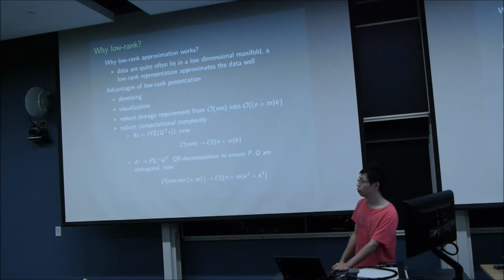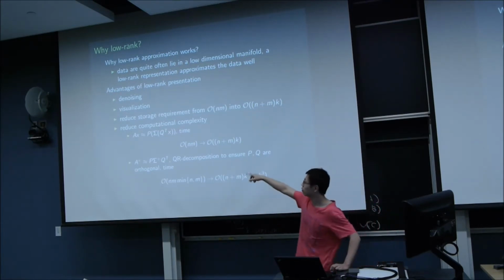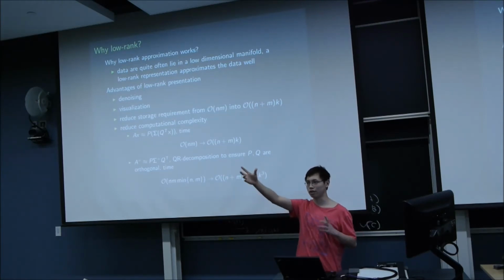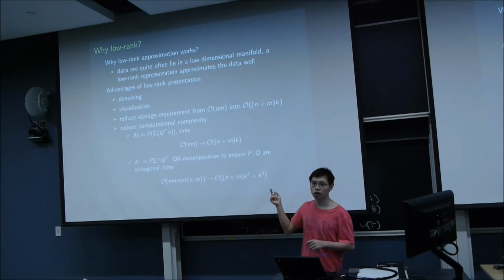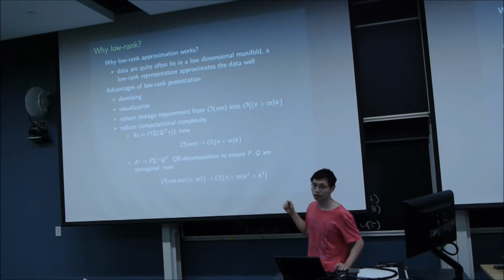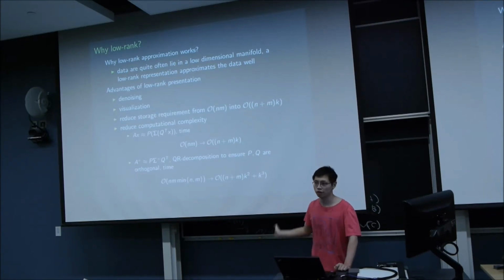For example, if you want to perform A times X, where X is a vector, in the naive case it takes O(n times m) complexity. You want to scan the whole matrix. But if you can represent it as a low rank approximate structure, you first compute Q times X. Q is a very skinny matrix, then times a very small sigma, and then times P. So it can reduce the complexity to n times k. Given k is usually very small compared to n, it saves a lot.